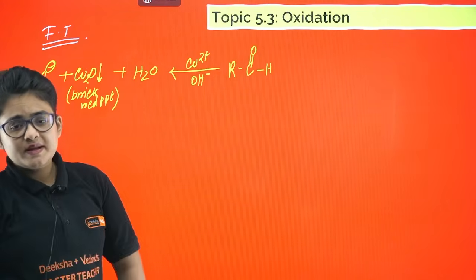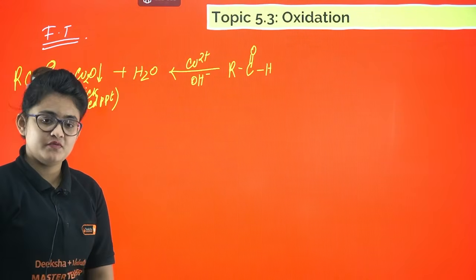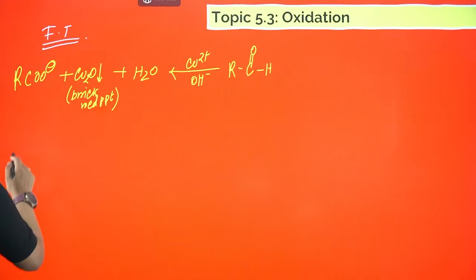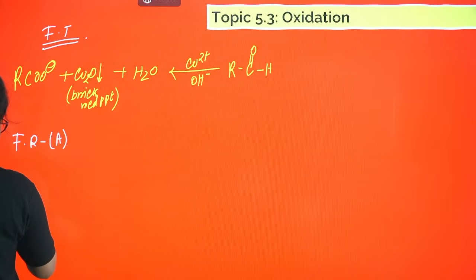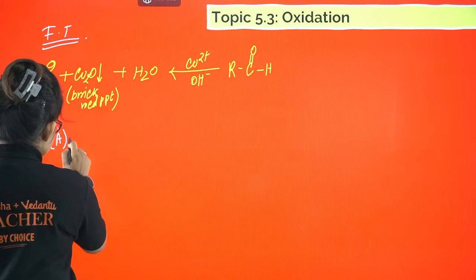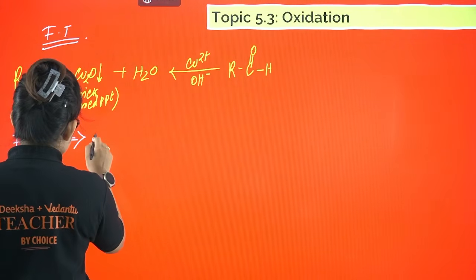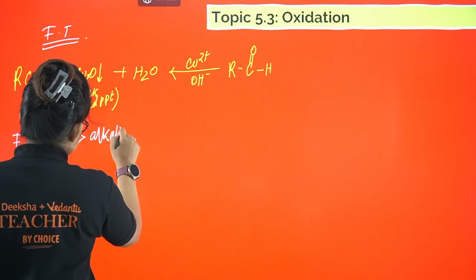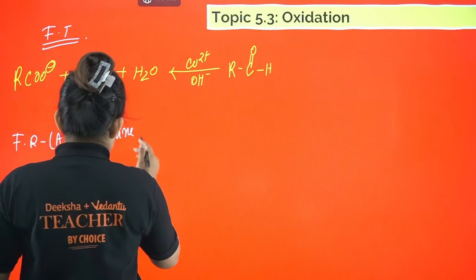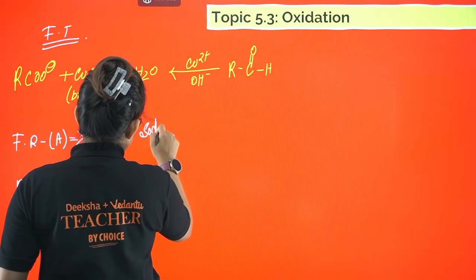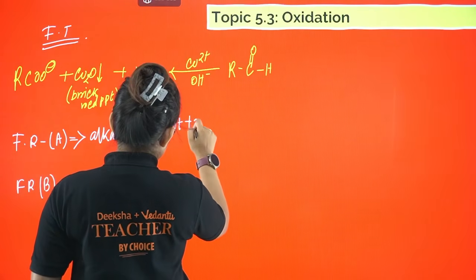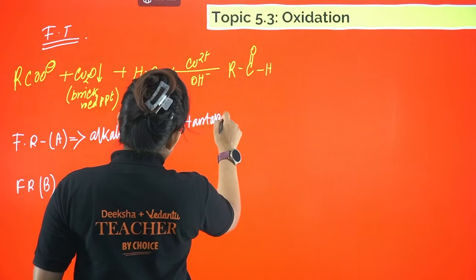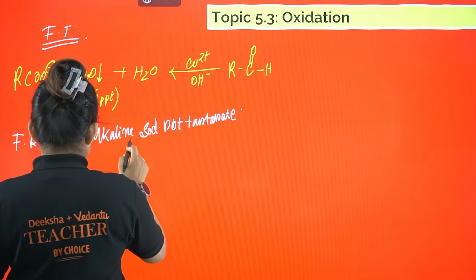Okay, now let me explain what basically the Fehling's test is, how it is performed. So Fehling's test involves Fehling's reagent A and Fehling's reagent B. So what is Fehling's reagent A? This is basically alkaline sodium potassium tartrate. I'm just writing it in short, sodium potassium tartrate. And sometimes we call it Rochelle's salt.